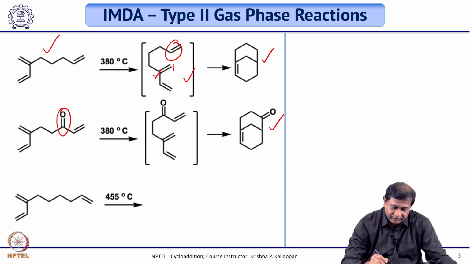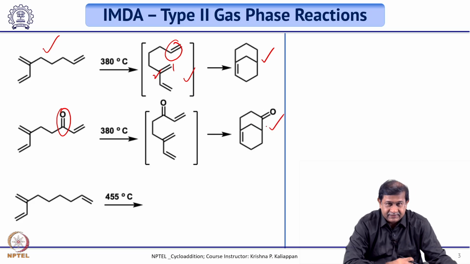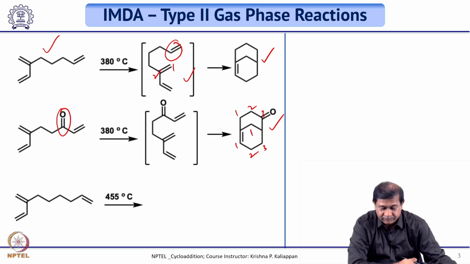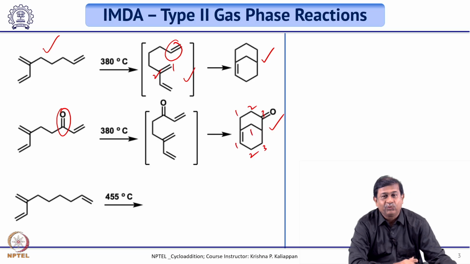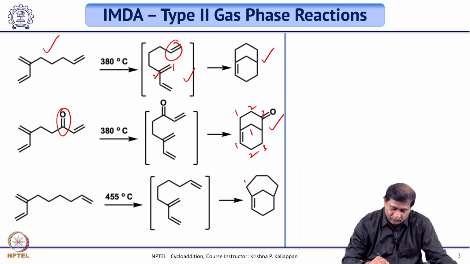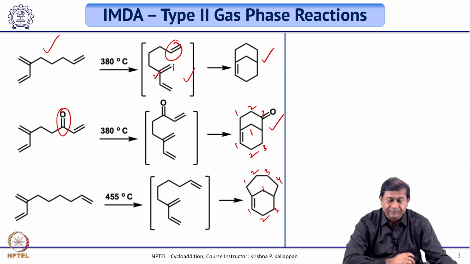And here in both the cases, it is bicyclo 3-3-1 system. 1, 2, 3, 1, 2, 3. So it is bicyclo 3-3-1 system. So one can also get a bicyclo 4-3-1 system. 1, 2, 3, 4, 1, 2, 3.